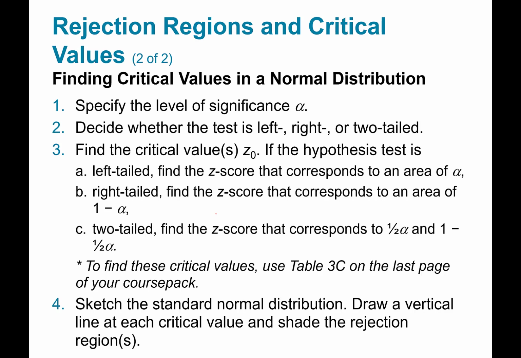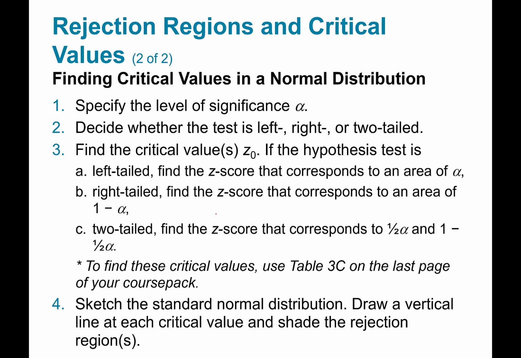So most of the steps are still going to be the same. You're still going to specify your level of significance alpha, and figure out if you're doing a left-tailed, right-tailed, or two-tailed test. The difference comes now in finding your critical values. To find your critical value, z naught, if it's a left-tailed test, you find the z-score that corresponds to alpha. If it's a right-tailed test, you find the z-score that corresponds to an area of 1 minus alpha. And if it's a two-tailed test, you find the z-score that corresponds to 1/2 alpha and 1 minus 1/2 alpha.